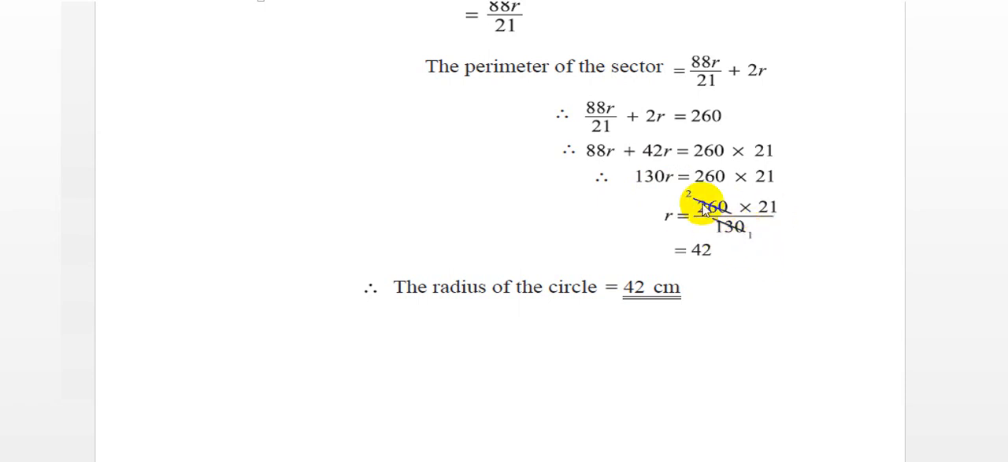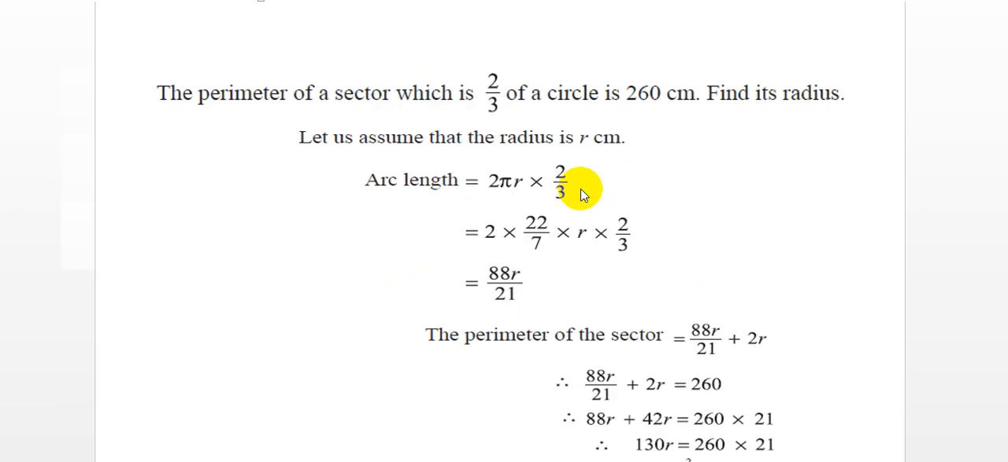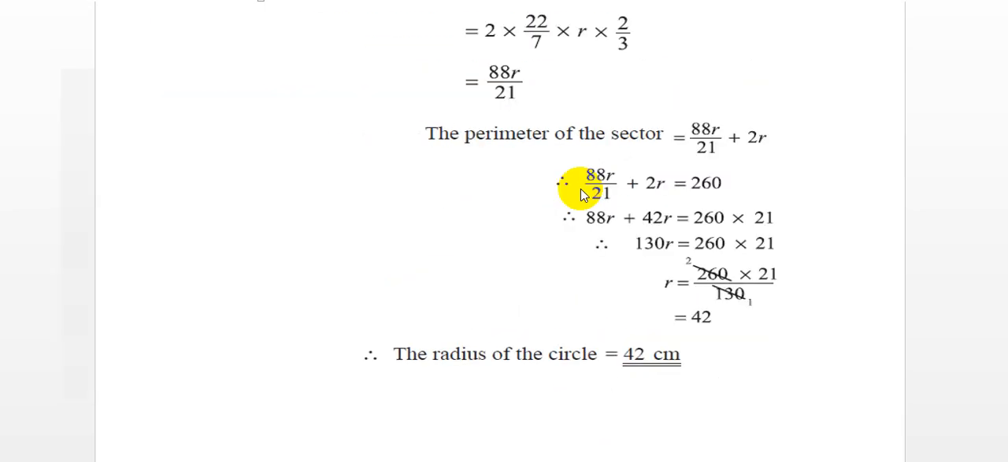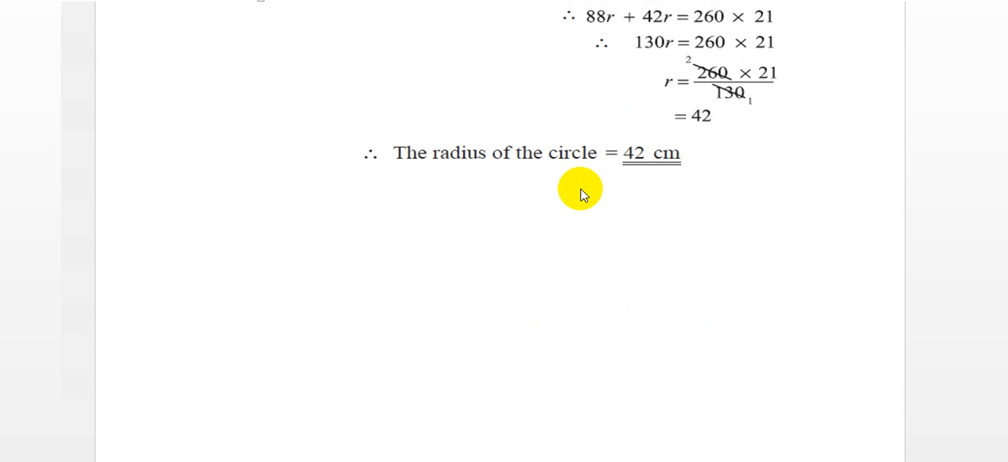So now I can simplify 260 and 130. 130 divided by 130 is 1. 260 divided by 130 is 2. So the numerator remains 2 multiplied by 21, that is 42. Therefore, the radius of the particular circle is 42 centimeter.